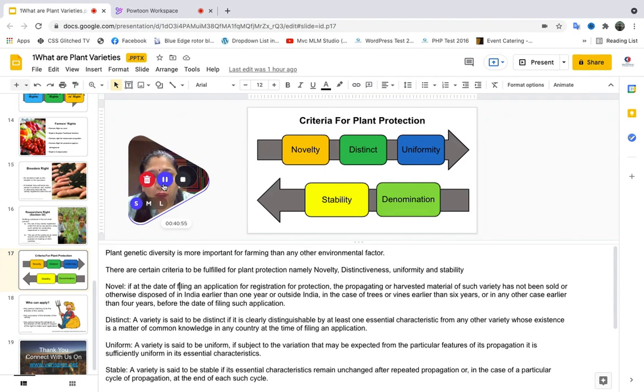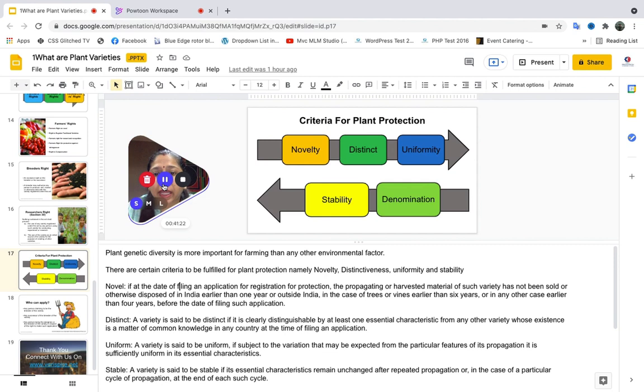The concept of novelty is similar to that of a patent. It should not have been disclosed or disposed of a year earlier in India or outside India. The plant variety should be new. It should not have been marketed, sold, or disposed of in India or any other country. Then only that plant variety would be treated as new.